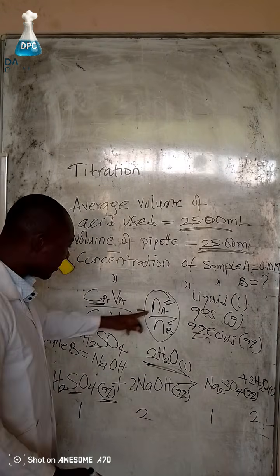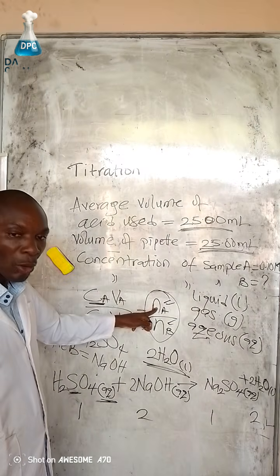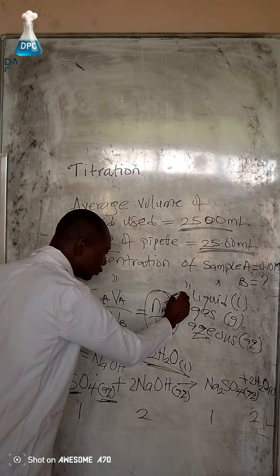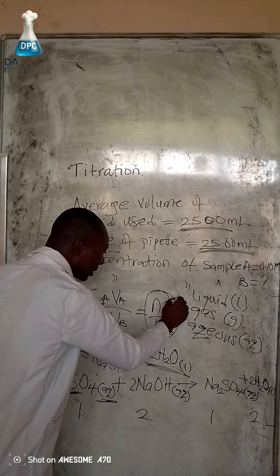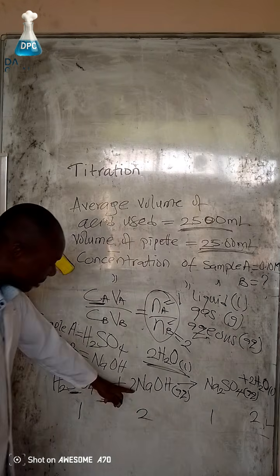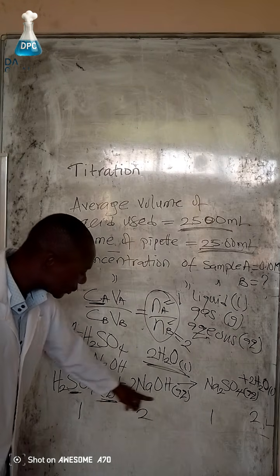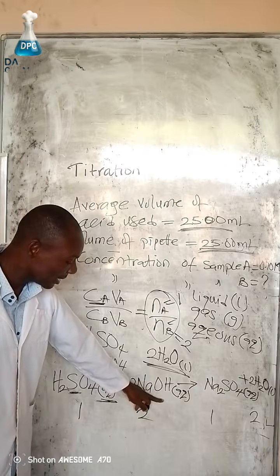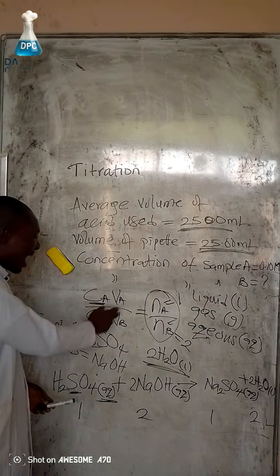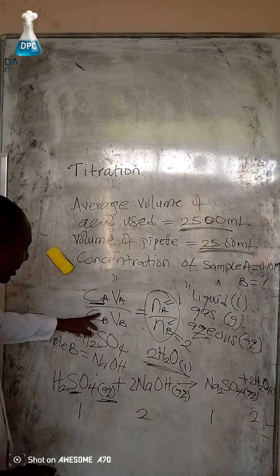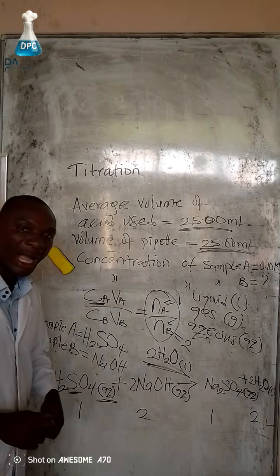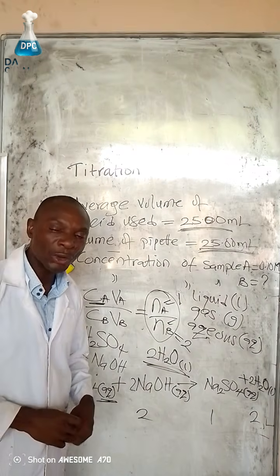So in this case, A being the mole ratio of the acid, we say NA is equal to 1. Then NB is equal to 2 because the sodium hydroxide, which is solution B, contributed 2 moles for this reaction. Now with this, we have all the parameters in this formula which we can use to work out the unknown concentration.